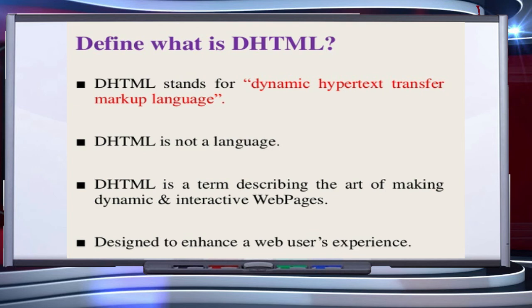For example, a piece of text can change from one size or color to another, or a graphic can move from one location to another in response to some kind of user's action, such as clicking a button.